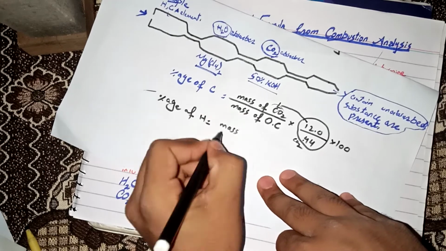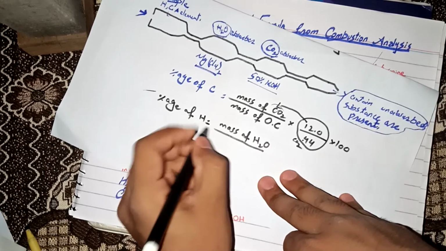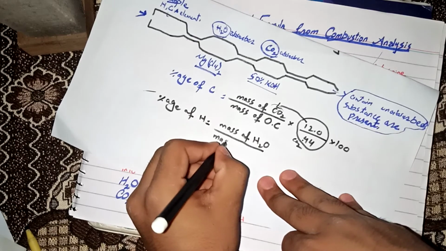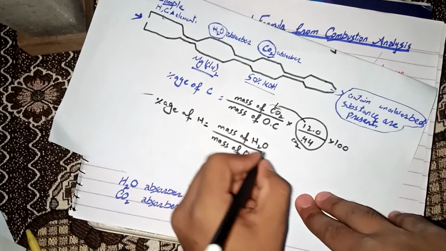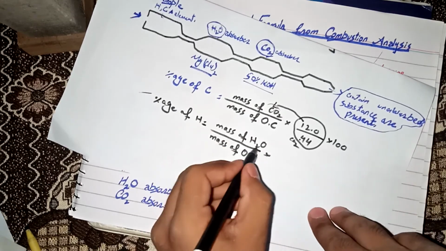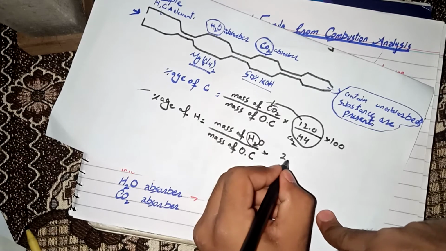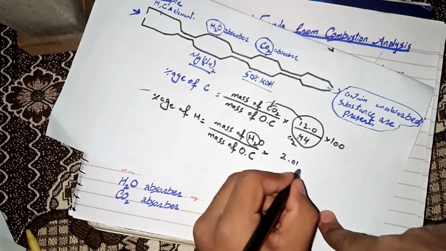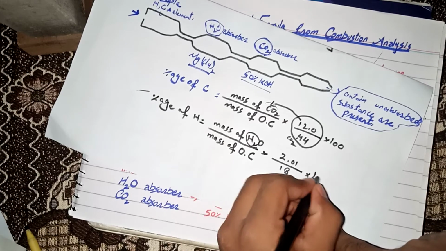Second, percentage of hydrogen is the same as carbon. First we write the mass of water over the mass of organic compound, multiplied by its atomic mass, which is 2.01 over 18 for water, multiplied by 100.